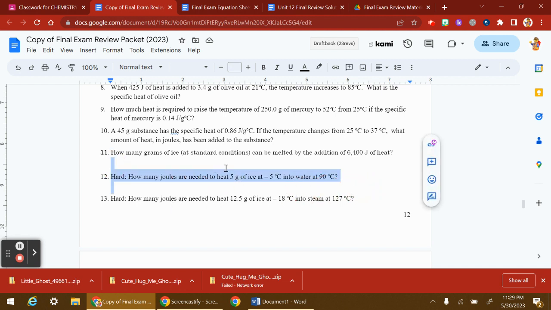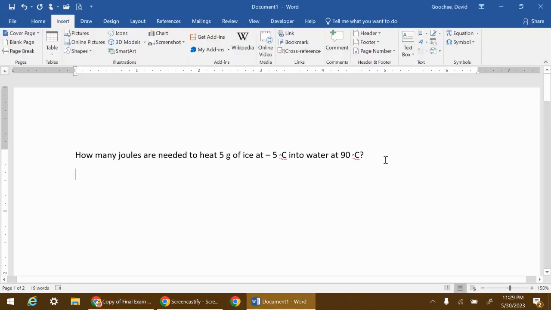How many joules are needed to heat 5 grams of ice at -5 Celsius into water at 90 degrees Celsius? So I've re-entered it here. Now, on your final exam, you're going to be getting a bit more information than that. In fact, you are going to have this question broken up into parts. Not this exact question, obviously, but there will be a multi-step question on there, and I'm going to break it up into parts.